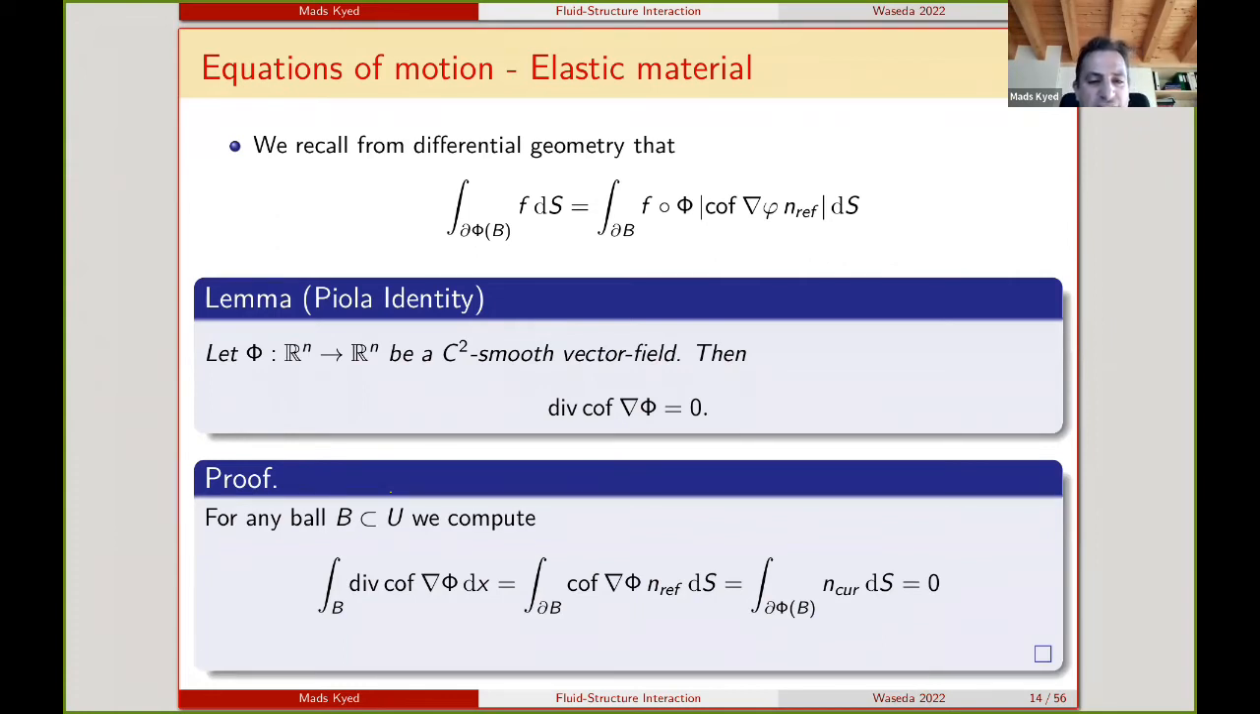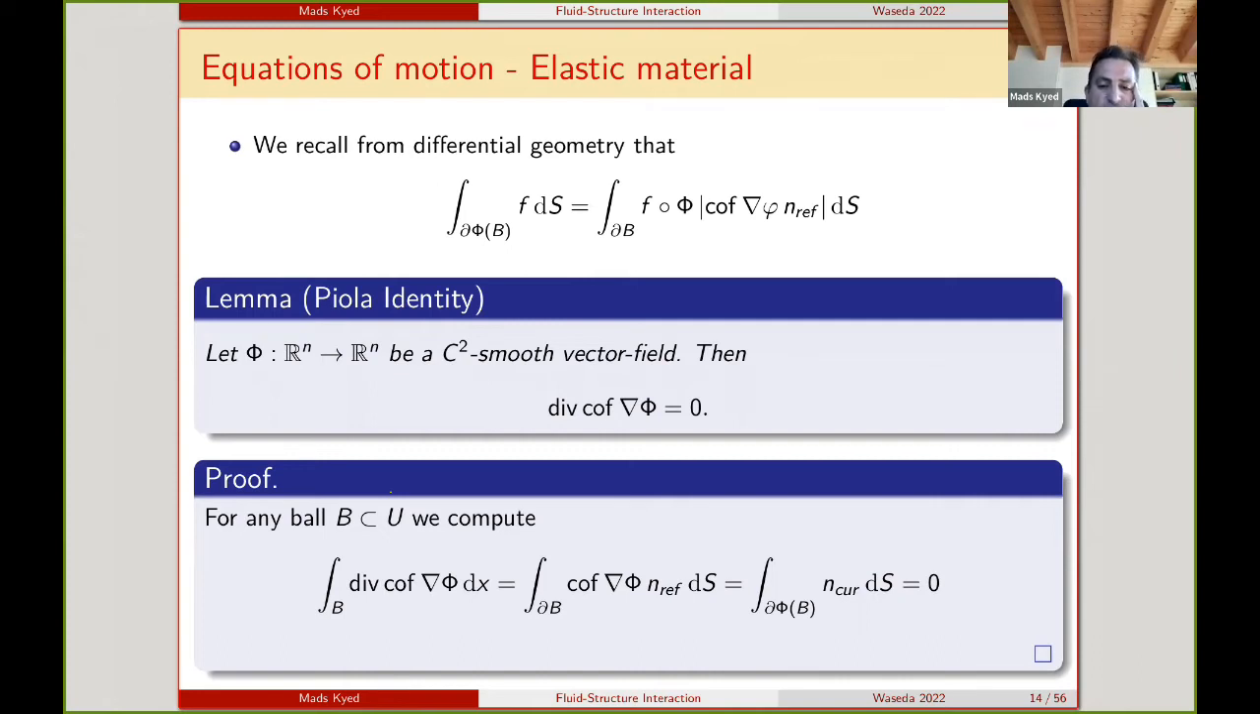So if you integrate the divergence of the cofactor matrix of gradient phi over some subdomain B, then by the Gaussian theorem, you can rewrite this integral as a boundary integral of the cofactor matrix of gradient phi times the normal. Okay, this is a ball, I don't know why I took a ball here. This could be any domain in the current configuration.